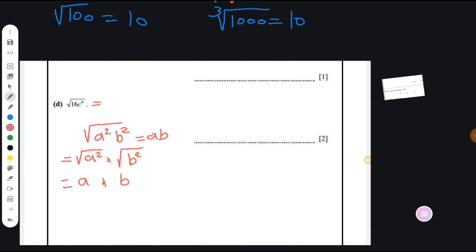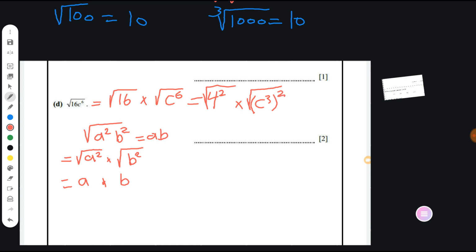I can write this as square root of 16 multiplied by square root of c to the indices of 6, okay? Actually, it's easy. Square root of 16, as we said now, equals 4, because 4 multiplied by 4 equals 16, or 4 to the indices of 2 equals 16. So I can write it like this. And also, I can write c to the power of 6 as c to the indices of 3 all to the indices of 2.